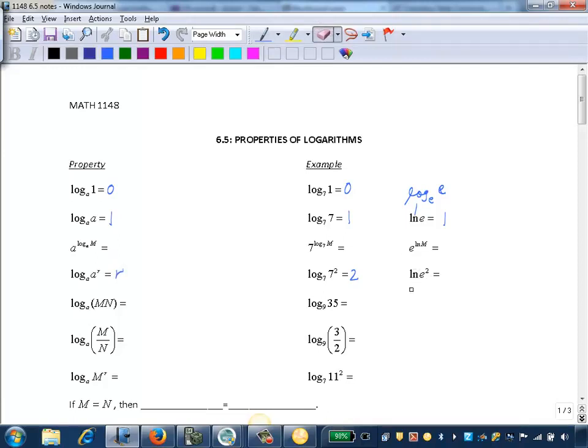And then with a natural log example here, natural log of e squared, so that's like log base e of e squared. So again, the base of the logarithm is the same as the base in the argument, so we're just going to get that 2.